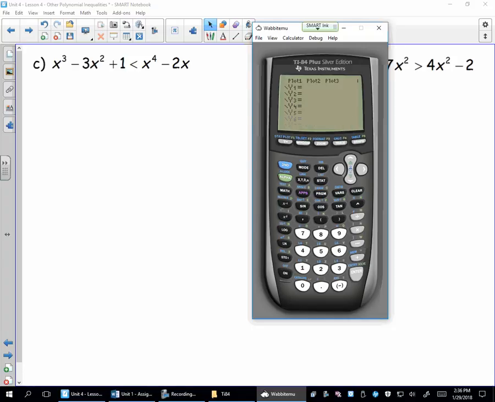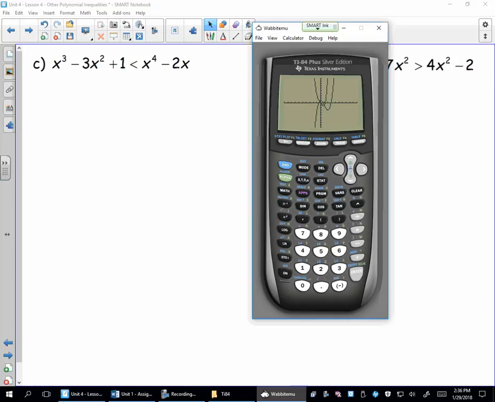Okay, y equals, I got an x cubed minus 3x squared plus 1. My next function is an x to the 4, and then minus 2x. Let's see if we can see it. Give ourselves a cubic function. Got ourselves a quartic function.